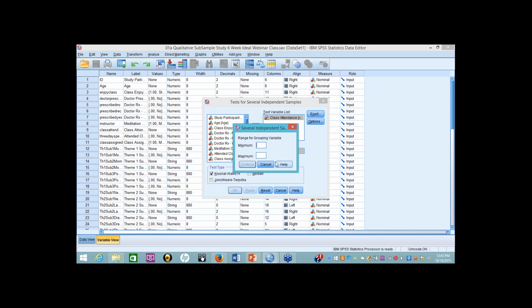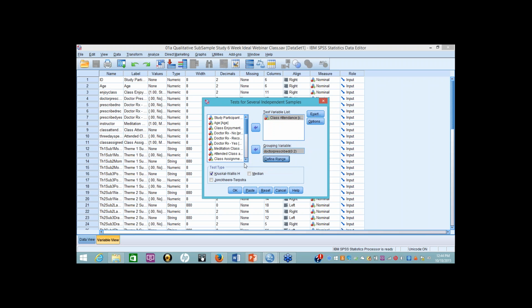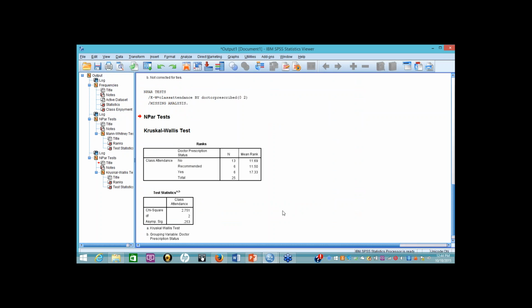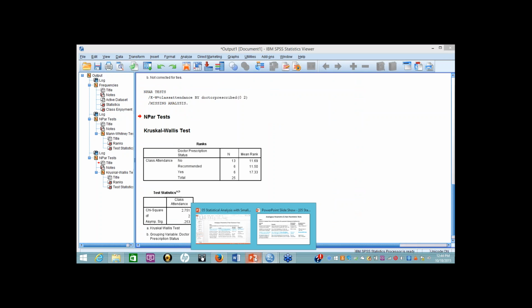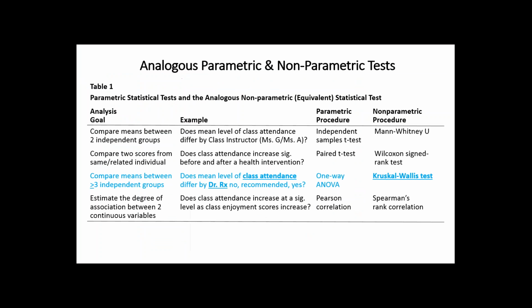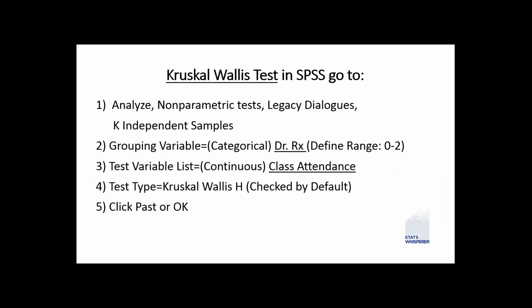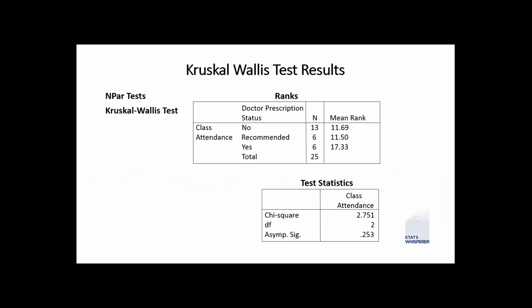Now the range, you have to define the range. So 0 to 2, right? Because 0 is no, not prescribed, and then there's 1 and 2. And continue, and then either paste or OK. Say OK, there we go. There's the results. We'll look at them on the slide. Right, so there's the instructions we just went through. There's the results, and what do we look at?